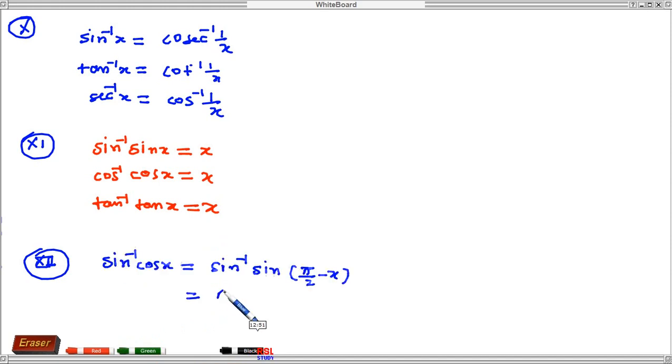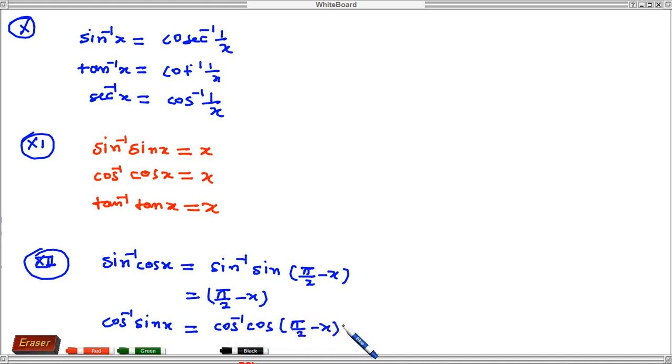Now looking at some other formulas: sin inverse cos x can be written as sin inverse, and cos x can be written as sin of pi by 2 minus x. Assume this whole as x. So sin inverse cos x will be pi by 2 minus x. Cos inverse sin x will be cos inverse of cos of pi by 2 minus x, so cos inverse sin x will be pi by 2 minus x.